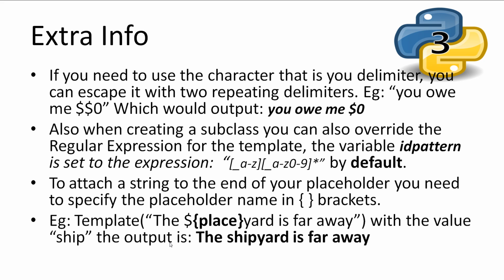We can also use curly braces to identify which part of the delimiter is the placeholder variable name. In this example, I have the template "the ${place}yard is far away", where the yard is appended to the result of the placeholder. So if we were to use the value ship, the output would be "the shipyard is far away". But this could be replaced with farm or a number of other places.